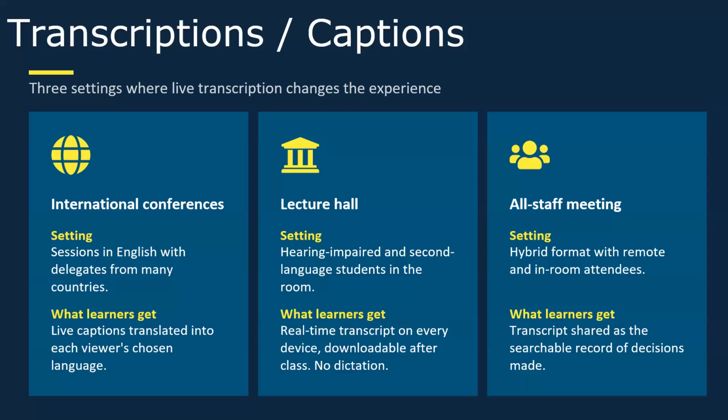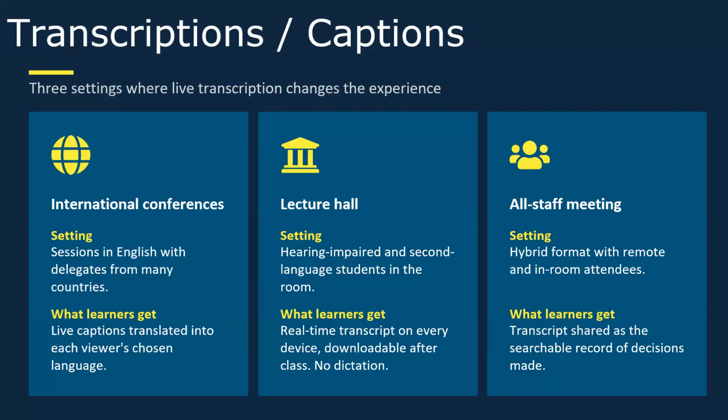And look at those settings. So on the left, we've got the international conferences. The sessions are in English, but you've delegates from lots of countries. So them having captions that are translated into their language in real time in their hand, now that's choice, that's freedom. In a lecture hall, that setting, having hearing impaired students or second language students in the room, getting that transcript that they can then look at their device, save on their device without having to dictate or having to take notes. That's great, they can focus on the learning.